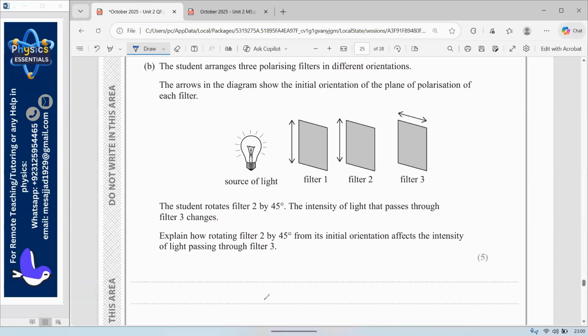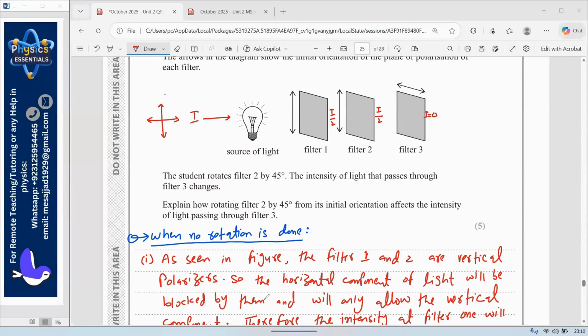It's a good question, and I will write the answer in detail. Before going into the answer, I have to explain what is actually happening here. So you have to see that, for example, the unpolarized light UPL is coming, and it has an intensity I. Okay, so you can see that these two polarizers are vertical. What does that mean? It means there is a vertical component VC and a horizontal component HC.